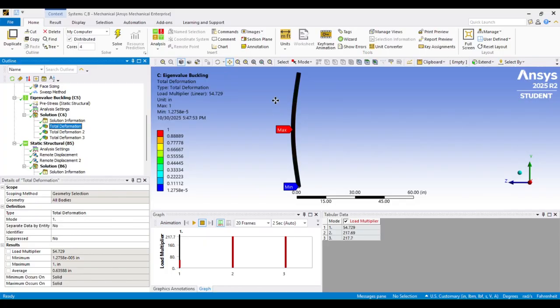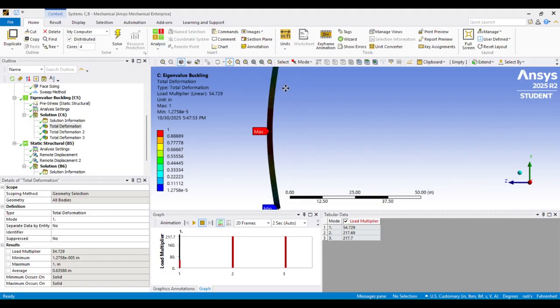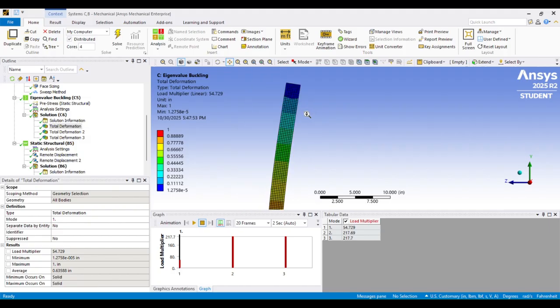So if you recall from the first video, we set up our boundary conditions so that x, y, and z were fixed, and the rotation about z and y was fixed. And so what that does is it simulates a pinned beam constraint.